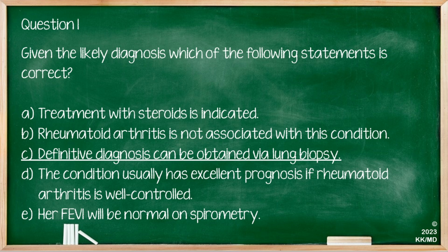But just for your own learning, in terms of going through the other options, treatment with steroid is not usually indicated in cases of bronchiolitis obliterans. Unfortunately, it's one of those conditions that has very poor prognosis and there is no single treatment that can actually improve it. Rheumatoid arthritis is associated with this condition and in fact is the commonest cause among the connective tissue diseases that could lead to it. The condition doesn't have an excellent prognosis even if the underlying condition such as rheumatoid arthritis is very well controlled. And FEV1 will normally show an obstructive pattern as opposed to a normal pattern on spirometry.